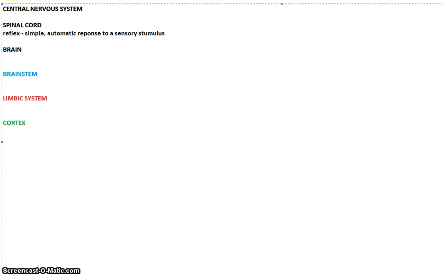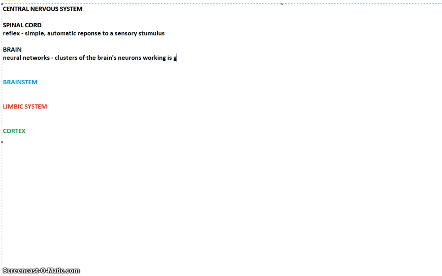And we're going to be talking a lot about neural networks. And these are clusters of the brain's neurons working in groups. That's really these systems we're going to be talking about: the brainstem, limbic system, and cortex. So for the brainstem, it is the oldest part, and what this really does is automatic survival functions. You cannot survive if your brainstem is not working.